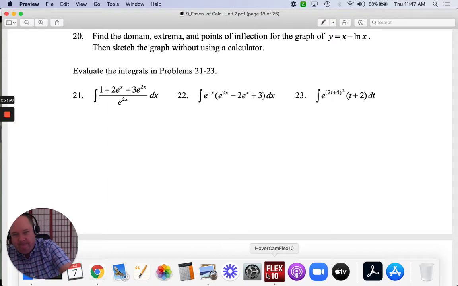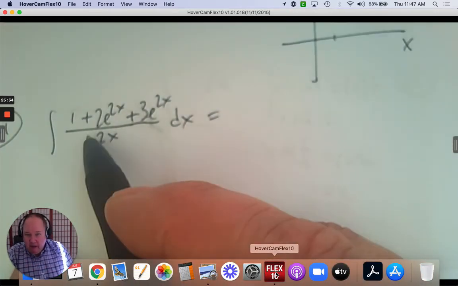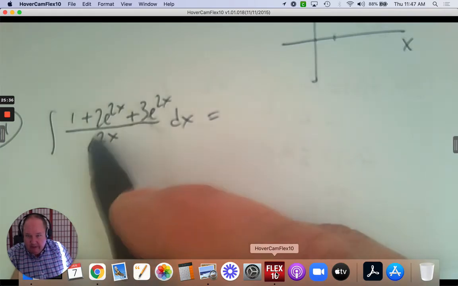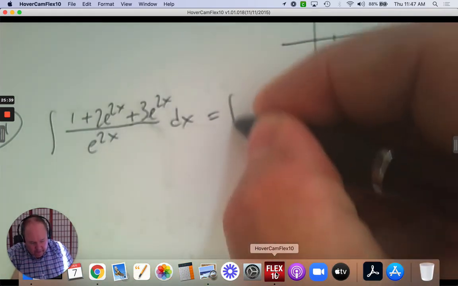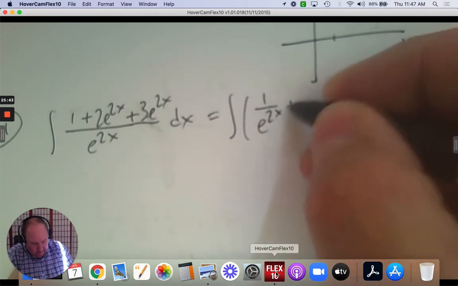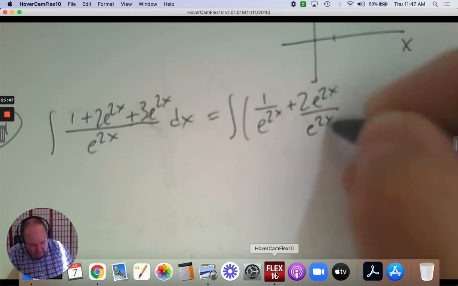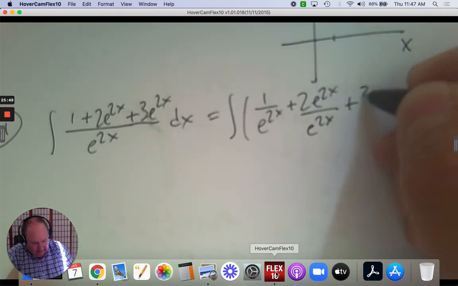All right. Looks complicated. Let's not make it complicated. If I have a monomial in the denominator, I'm going to write it as 3 fractions. So in other words, I'm going to write down 1 over e to the 2x. I'm going to write down 2e to the x over e to the 2x. And I'm going to write down 3e to the 2x over e to the 2x.